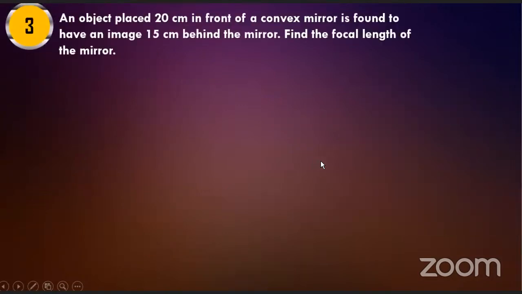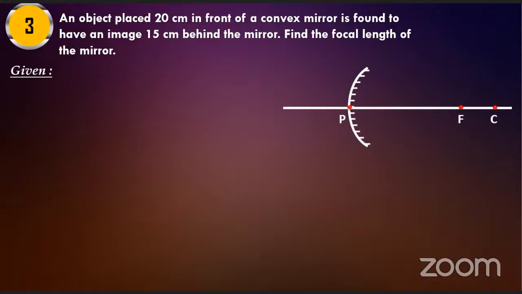Question number 3. Can you read the question, please? So what is our first step in this question? Write the given data, and we have to identify which type of mirror it is. Which type of mirror is given here? Convex mirror, sir.